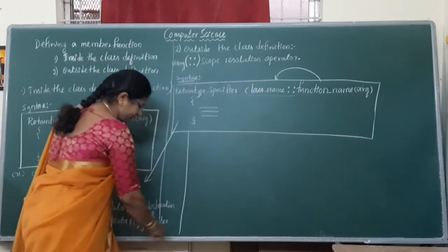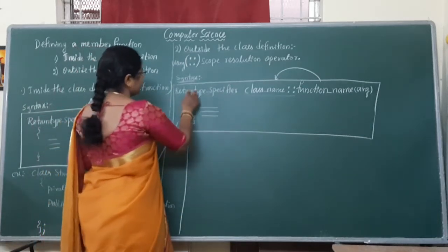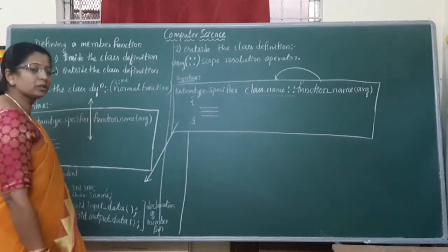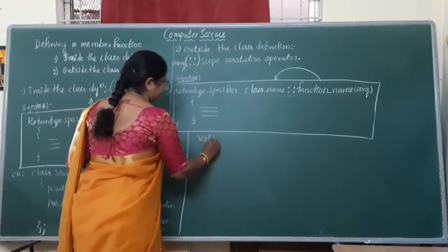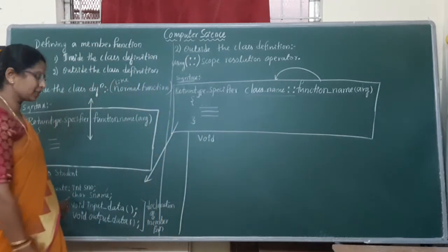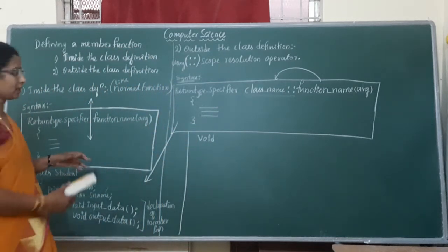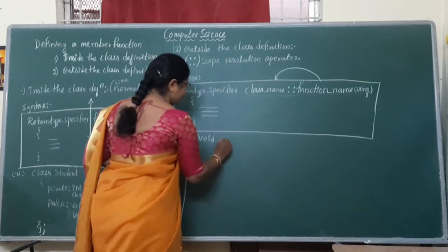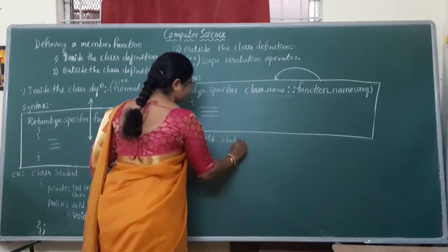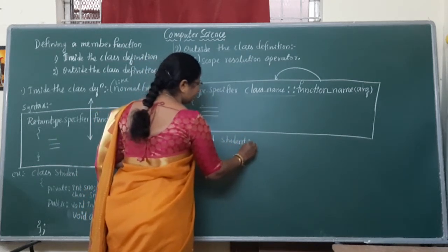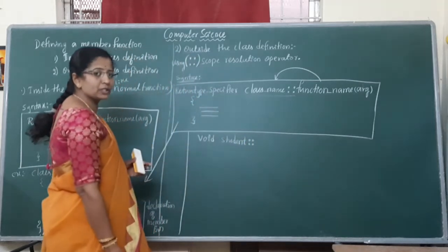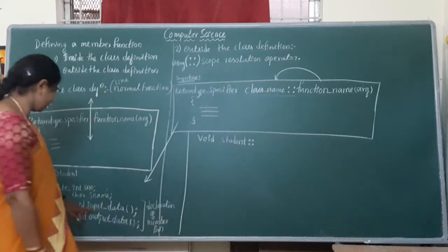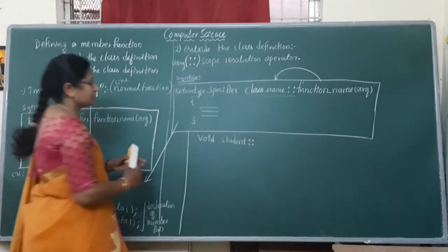Now I am writing the continuation of the program. Return type: what is the return type I have used? Void. Yes, void is the return type. Then what is the class name for this class? Student. Yes, the class name is student. Then scope resolution is required. What is the member function? What is the first function? Input data.